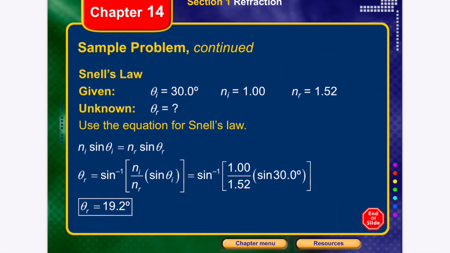Now, with that we end the first section on refraction.